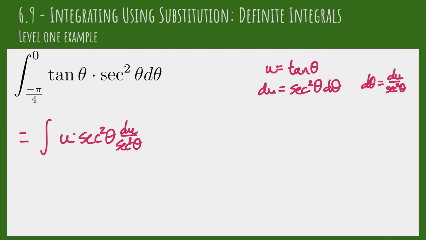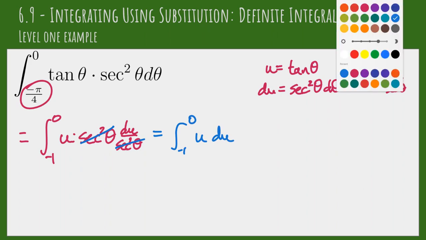But also we need to change our limits. So tangent of negative pi over 4. So pi over 4, tangent of pi over 4, that's a 45-degree angle, is 1 over 1. In the fourth quadrant, tangent is negative, so that's going to be a negative 1. And then tangent of 0 is 0. So simplifying this, secant squareds cancel each other out. So we have the integral from negative 1 to 0 of u du.